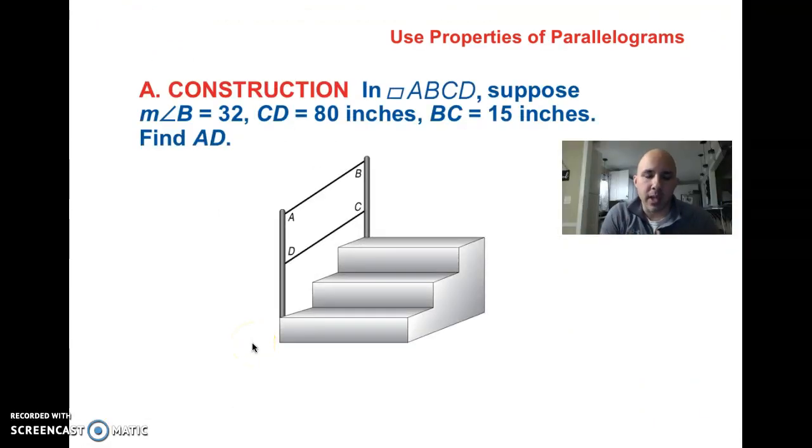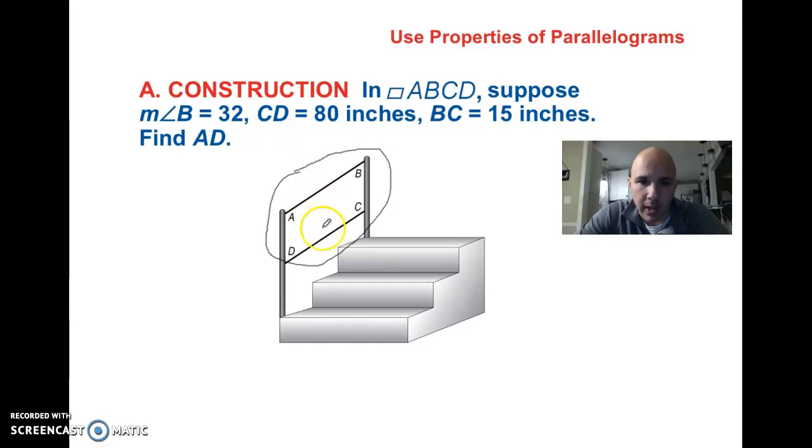All right, this is our first example in benchmark number 25, letter A. So in a parallelogram ABCD, this is going to be our parallelogram. This side and this side are parallel, and AD and BC are also parallel. So, let's just suppose that angle B is 32 degrees. So let's go ahead and punch that in there, 32 degrees. And let's just say CD is going to be 80 inches.